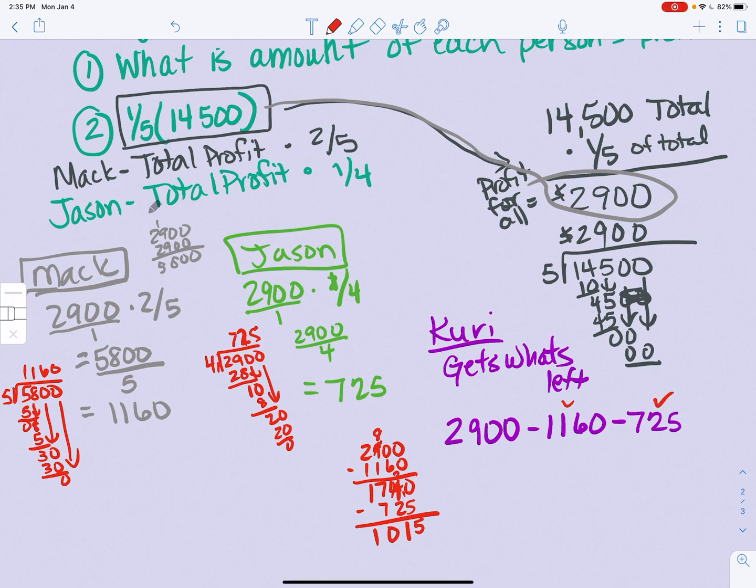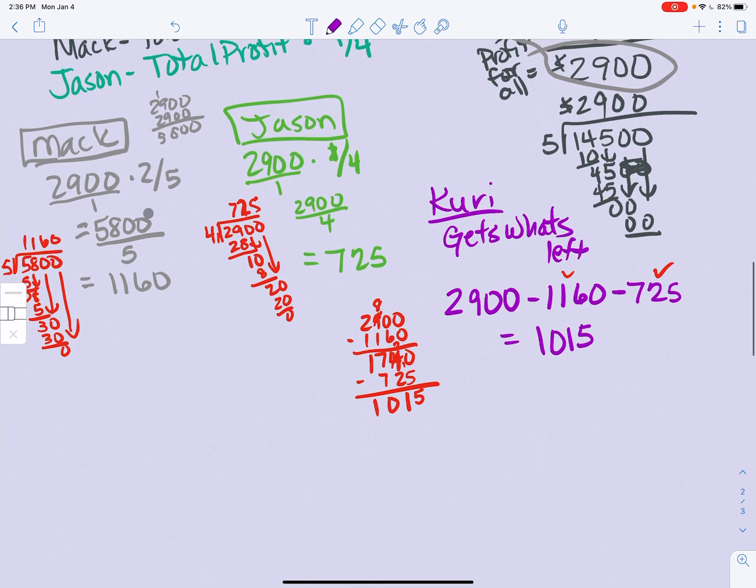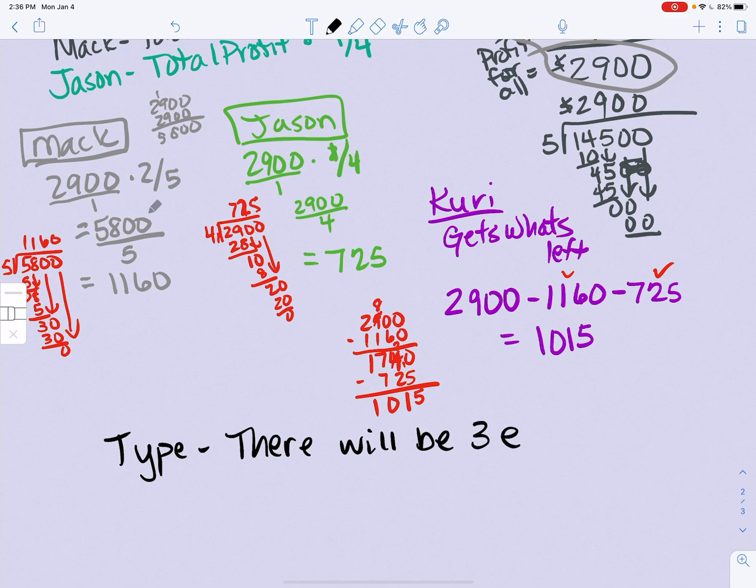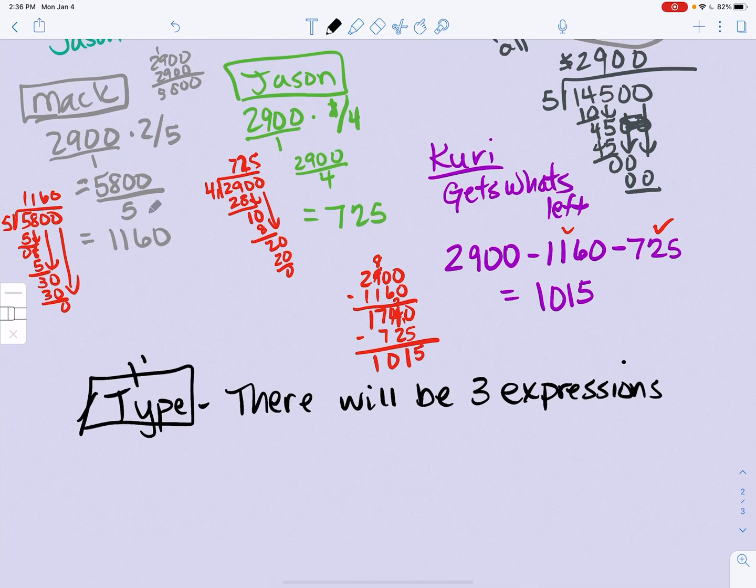So when I subtract all of those things, our friend Yuri gets what's left, and she gets 1,015. Okay, so in terms of expression, what I'm going to have you guys type, and I'll put it in black, there will be 3 expressions. This means I know that you've listened to this for number 2. Okay, for the expression.